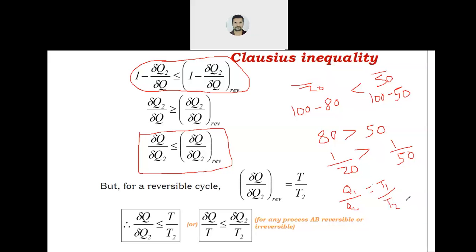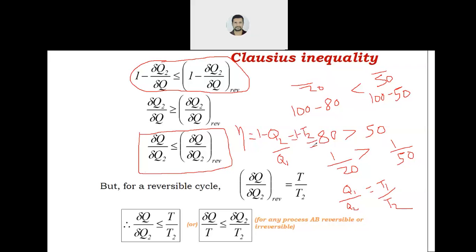Now applying the same concept here for a reversible cycle, dq1 by dq2 can be represented by T1 by T2. I told you in the Carnot cycle, for a reversible cycle you can represent heat transfer in terms of temperature. Efficiency, if you remember, I told you is 1 minus Q2 by Q1, and this can be written as how much? 1 minus T2 by T1 for any reversible cycle.